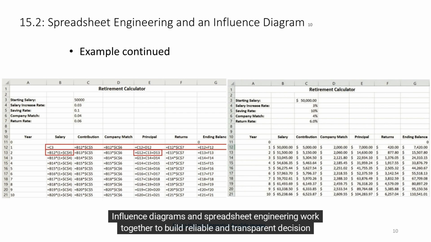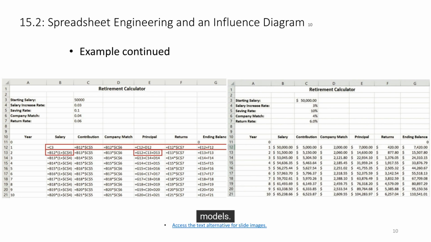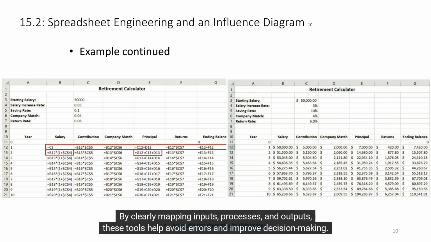Influence diagrams and spreadsheet engineering work together to build reliable and transparent decision models. By clearly mapping inputs, processes, and outputs, these tools help avoid errors and improve decision-making.